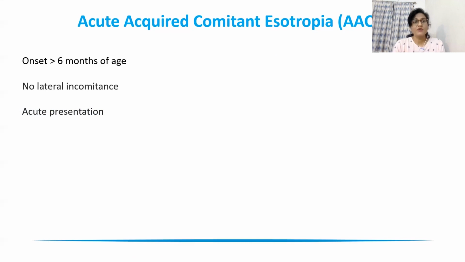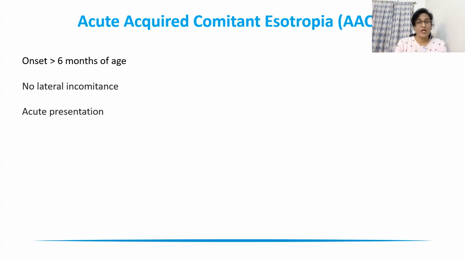So what constitutes acute acquired esotropia? It has to be a condition where the onset is after 6 months of age. Anything where the onset is below 6 months of age will probably come under the infantile esotropia category, but anything beyond 6 months of age will come into the acquired type. There should not be any lateral incomitance, and it should be an acute presentation.